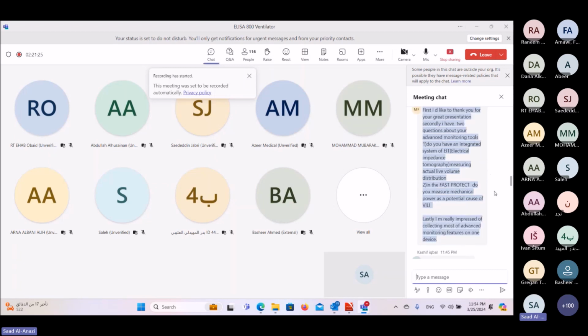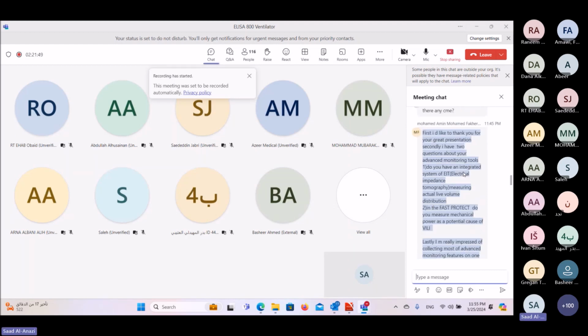Do you measure the mechanical power, a potential cause of lung injury? Yes, they are measuring, and you can have the mechanical power continuously measured, as well as the delta P, the potential driving pressure, the plateau pressures. All of these are continuously calculated. So, is it integrated? Yes, I answered it already.